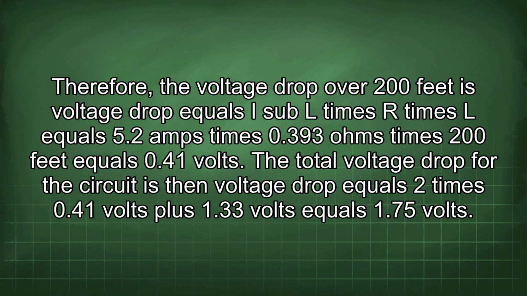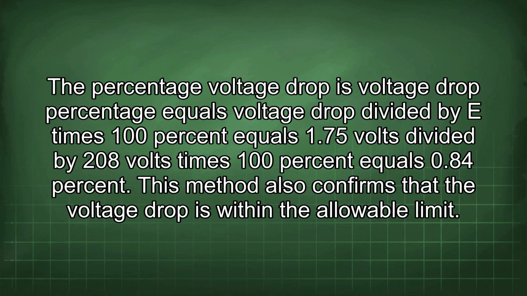1.75 volts. The percentage voltage drop is voltage drop percentage equals voltage drop divided by E times 100% equals 1.75 volts divided by 208 volts times 100% equals 0.84%. This method also confirms that the voltage drop is within the allowable limit.